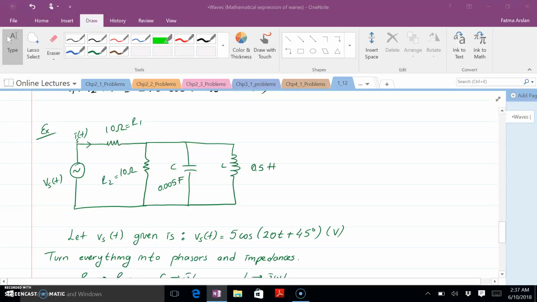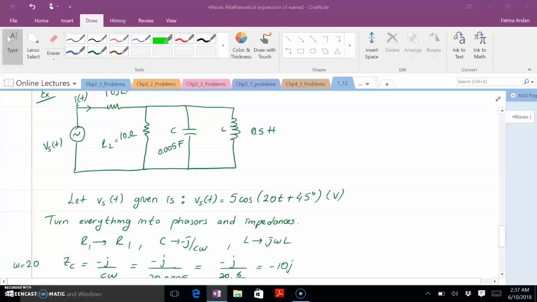So what you see here is a time domain RLC circuit. We have a 10 ohm and 10 ohm, R1 and R2, and then a capacitor, 0.05 farads, and then an inductor, 0.5 Henry. The generator potential is given as 5 cosine(20t + 45 degrees) volts.